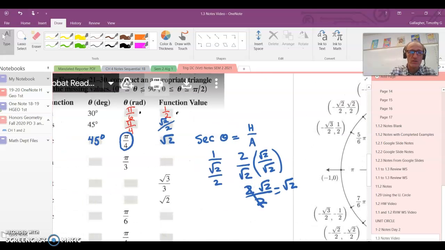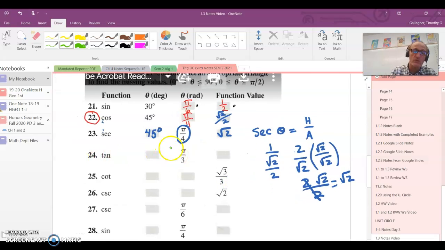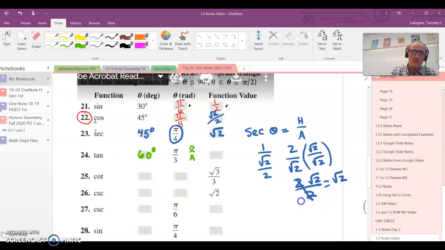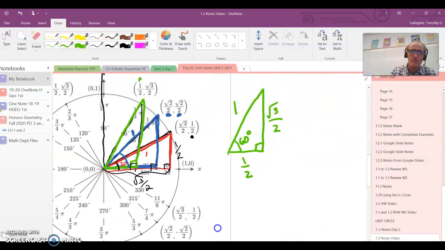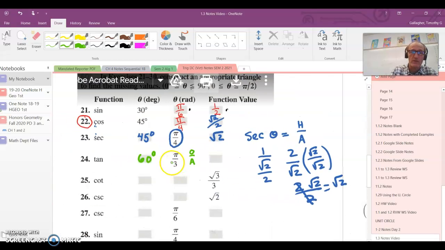So the question here is the tangent of pi over 3, which is 60 degrees. And the tangent, remember, is opposite over adjacent. TOA, so got TOA. The tangent of the angle is the opposite over adjacent. So like over here, the opposite is the square root of 3 over 2, over the adjacent, which is 1/2. So this is equal to the square root of 3. So the tangent of pi over 3, which is also 60 degrees, is the square root of 3.